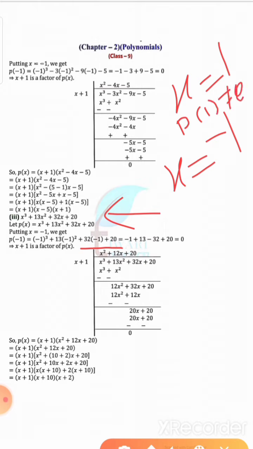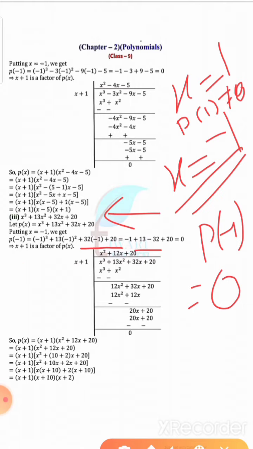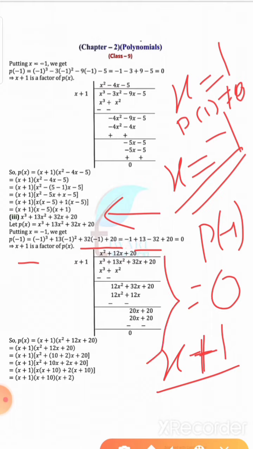Second, we try the value x = −1. Trying this, we get p(−1) = 0. So we say x + 1 is a factor of our polynomial. Then we divide our polynomial by x + 1 using the long division method. We get the two factors of our polynomial because the remainder is 0. So the first factor is x + 1 and the second factor is x² + 12x + 20. The second factor is in quadratic form.